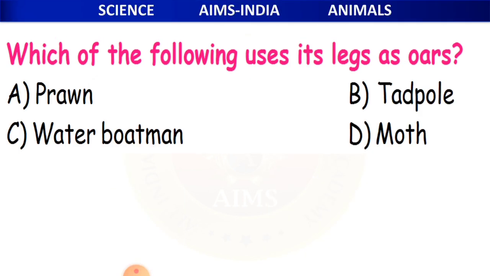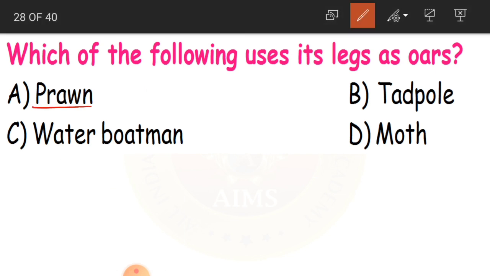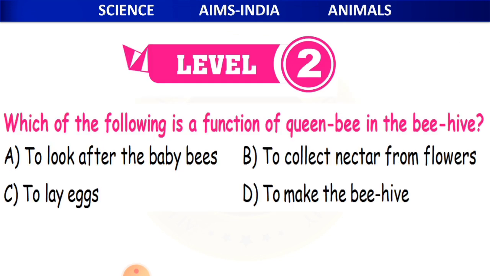Now, which of the following uses its legs as oars? Legs as oars. So what is that? Whether prawn, tadpole, water boatman, or moth. Okay, C is the correct answer. That is water boatman. Okay, children, understood?